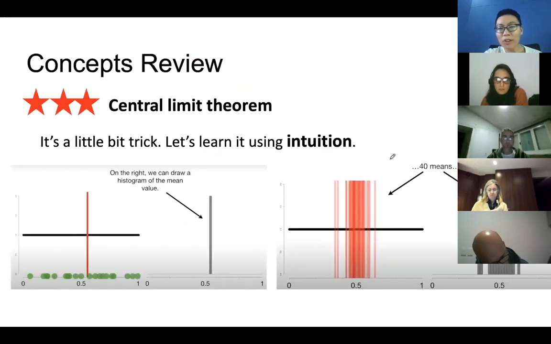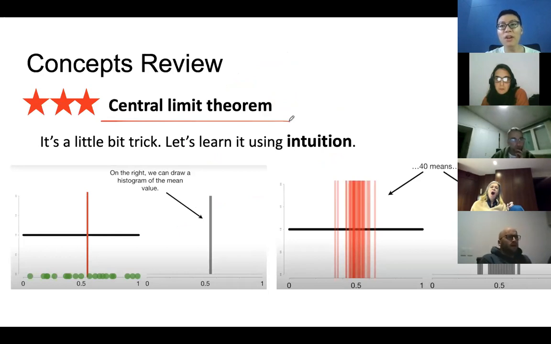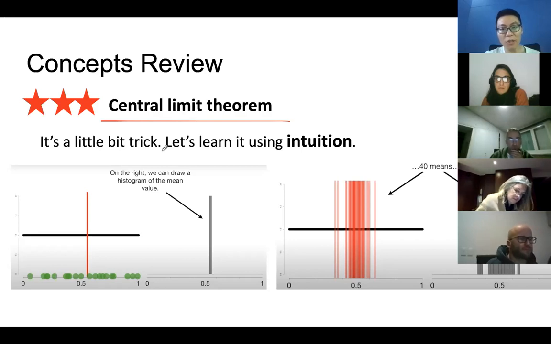Okay, then we will move on to the next really important concept, which is called the central limit theorem. It's totally fine if you don't know this theorem. I will find some intuitive way to help you learn it, but I expect you have learned it in your probability courses. This theorem is a little trickier than the previous one, the law of large numbers, so I will use some intuition to help you review it.